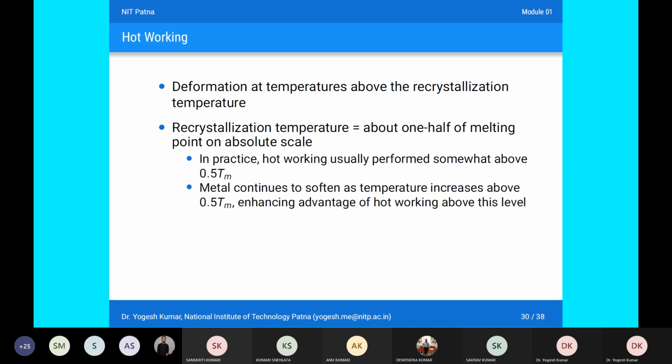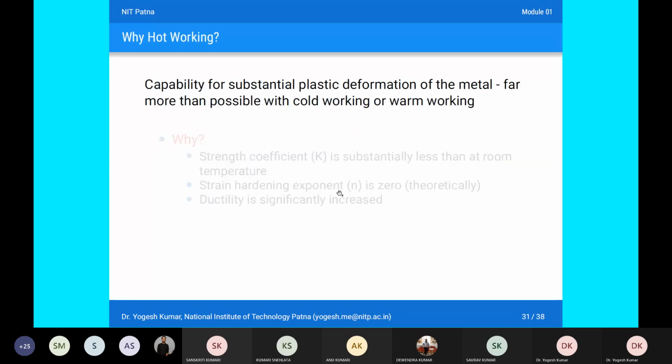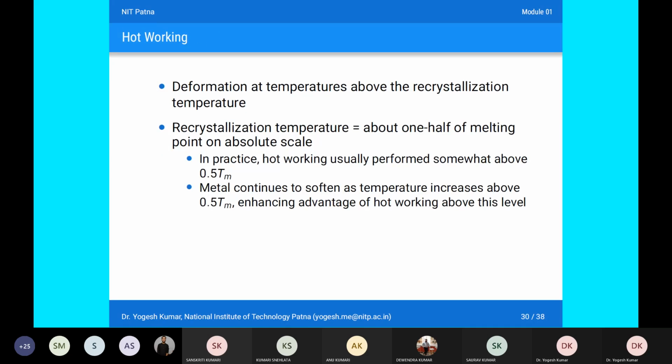And as we know, due to the increase in temperature, the material becomes softer, and you are able to easily deform the metal block. So in hot working processes, the force requirement and power requirement are lower as compared to warm working or cold working processes.